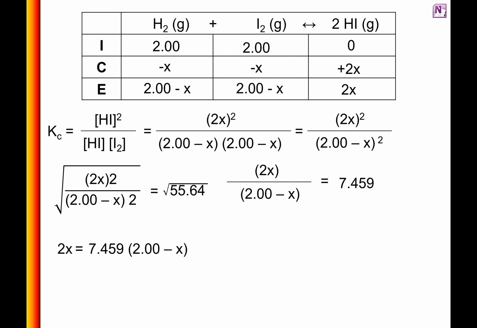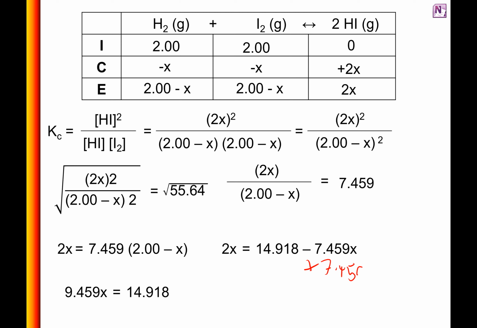First we'll multiply by 2 minus x on each side. Then we can distribute that, so 7.459 times 2, 7.459 times x. So 2x is equal to that. Then rearrange just to get the x term by itself. So in other words, you'll add, sorry, not subtract, add 7.459x to both sides. Now we end up with 2x plus 7.459x. Then just solve for x by dividing by 9.459. So you get x is equal to 1.58.